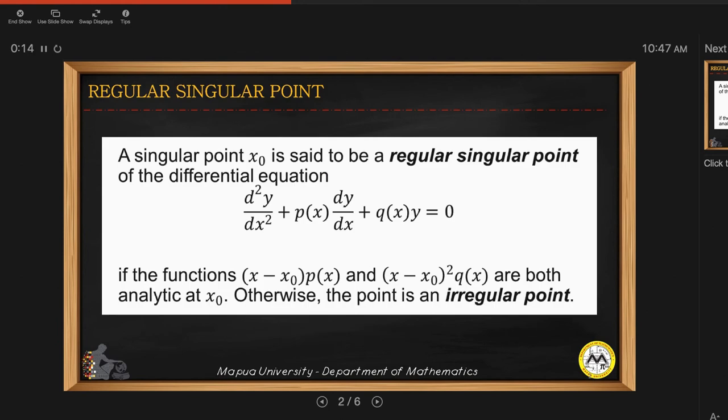A singular point x sub o is said to be a regular singular point of a second order differential equation in the following form if the functions x minus x sub o multiplied by p of x, and the square of x minus x sub o multiplied by q of x, are both analytic at x sub o. Otherwise, the point is an irregular point.